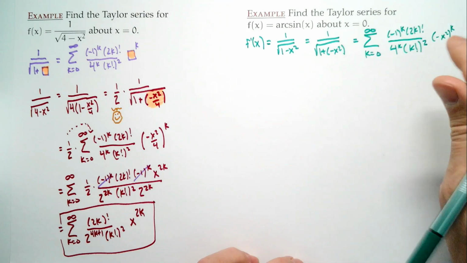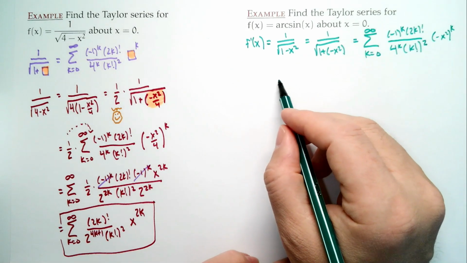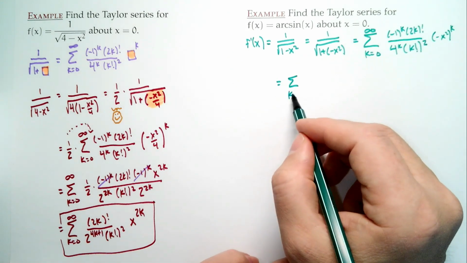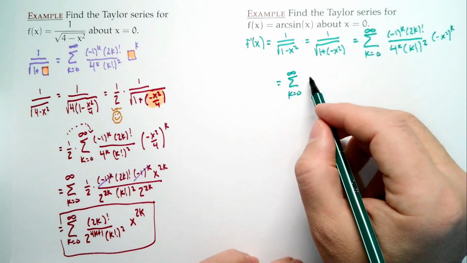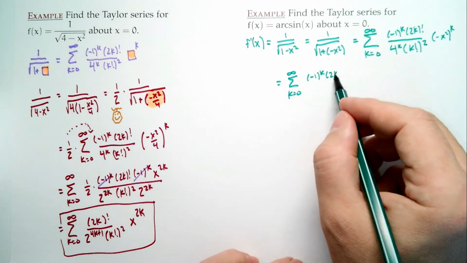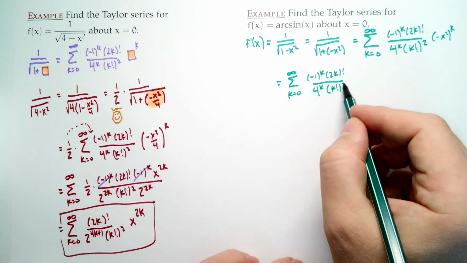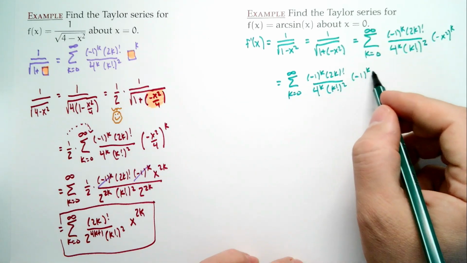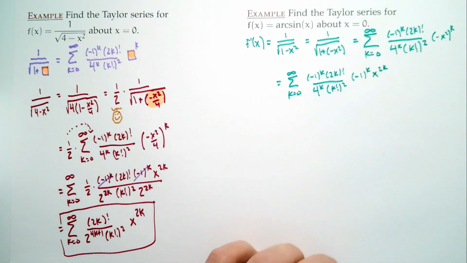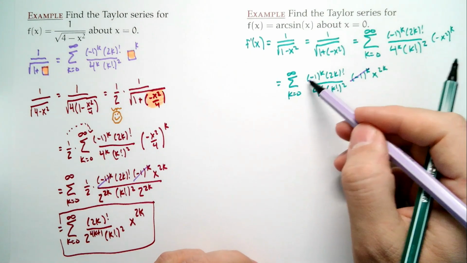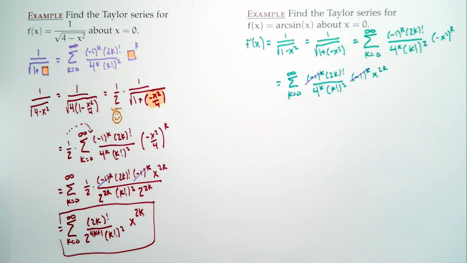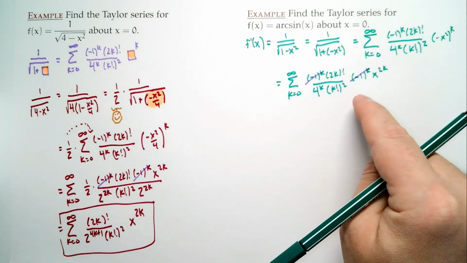All right, well, again, we can do what we did before, so that's the sum from 0 to infinity, minus 1 to the k, 2k factorial, downstairs 4 to the k, k factorial squared, times minus 1 to the k, x to the 2k. And here we see that again the minus 1 to the k's combine and they end up canceling each other out. All right, nice. Now, is this the answer?